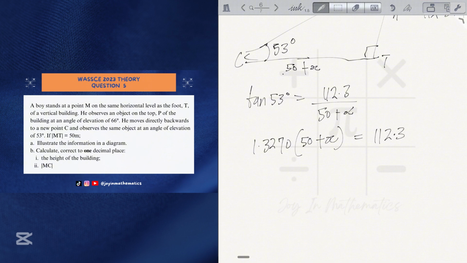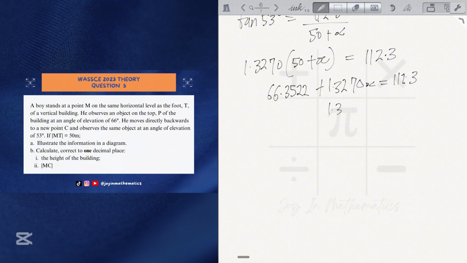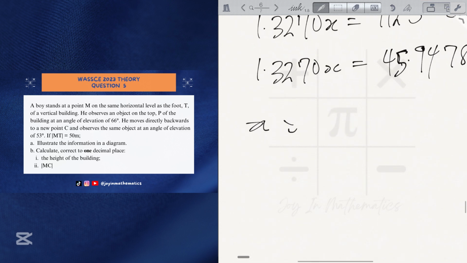If we open the bracket, we will have 66.3522 plus 1.3270x equal to 112.3. In view of this, we can find the value of x. So 1.3270x will be equal to 112.3 minus 66.3522. So 1.3270x would be equal to 45.9478.